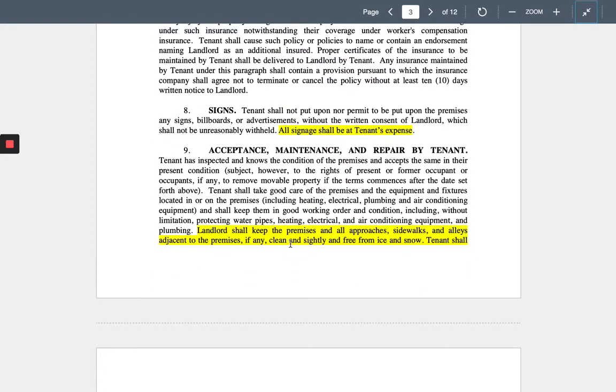Signs. This may or may not be addressed in the one that you get with a landlord in the agreement you sign, but more than likely it would be addressed. Tenant shall not put upon or permit to be put upon the premises any signs, billboards, or advertisements without the written consent of landlord, which shall not be unreasonably withheld. And that the tenant has to pay for everything.